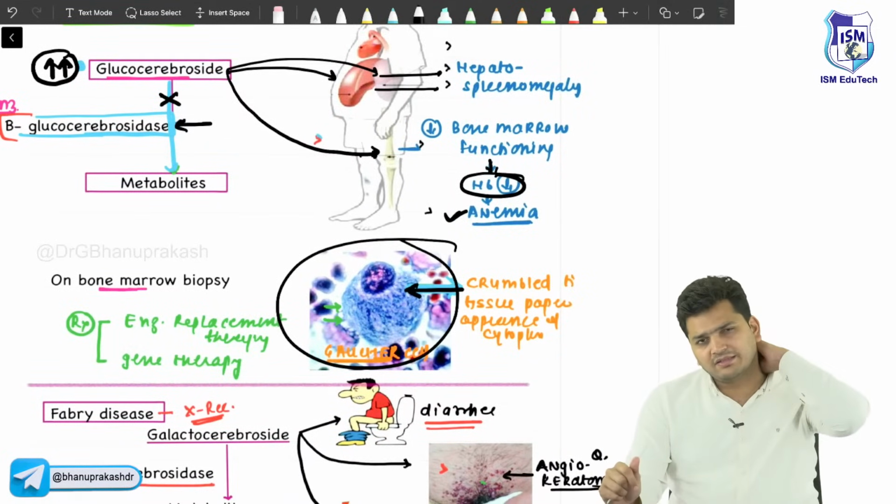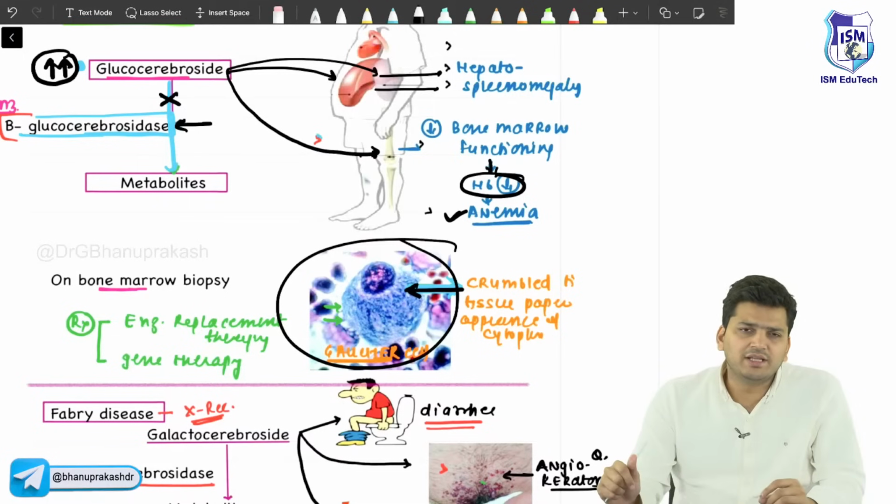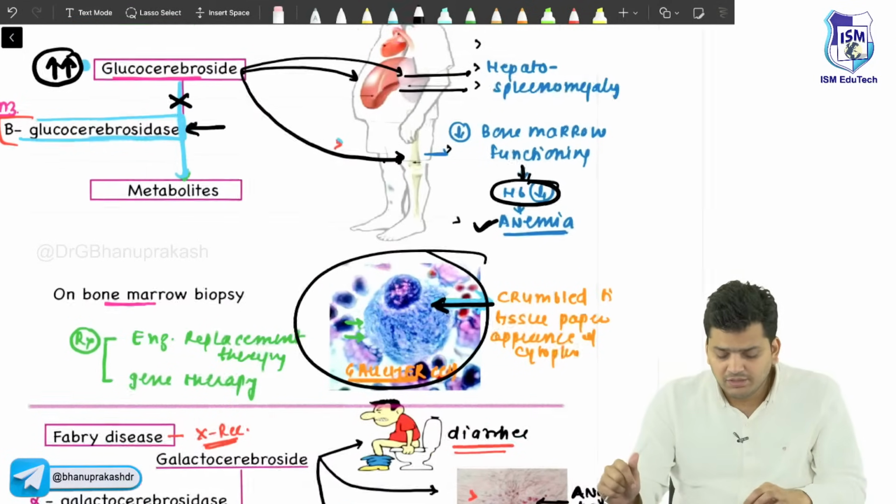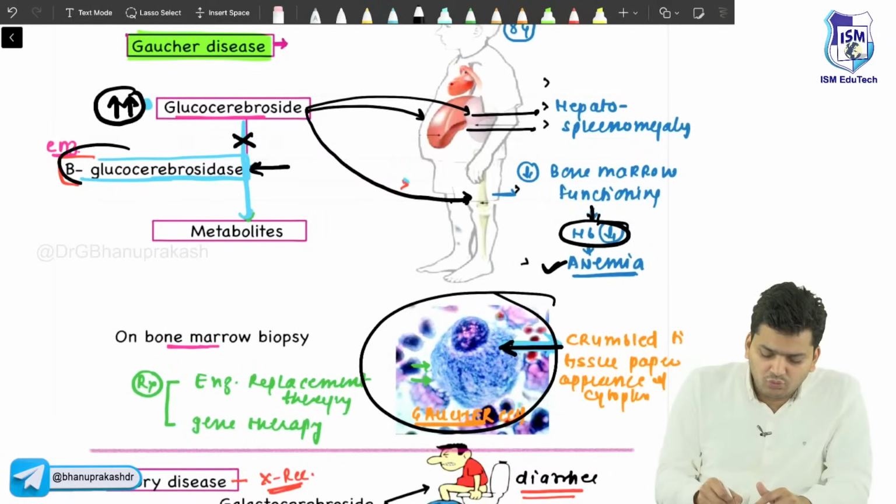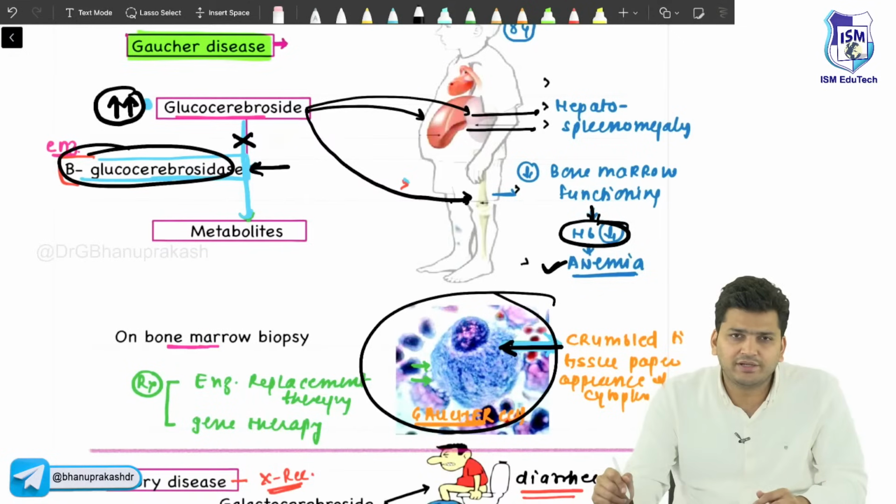Gaucher. But they will not ask the diagnosis. They will say, what is the enzyme deficiency that is creating this problem? The enzyme deficiency is beta glucocerebrosidase. The problem is because of beta glucocerebrosidase.